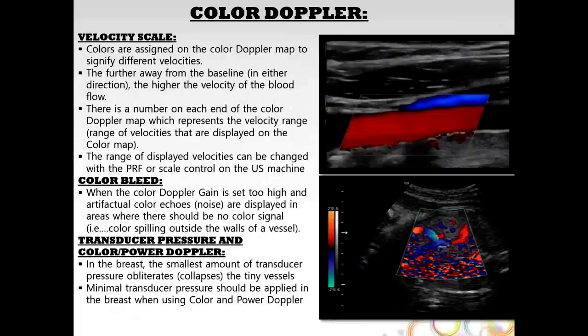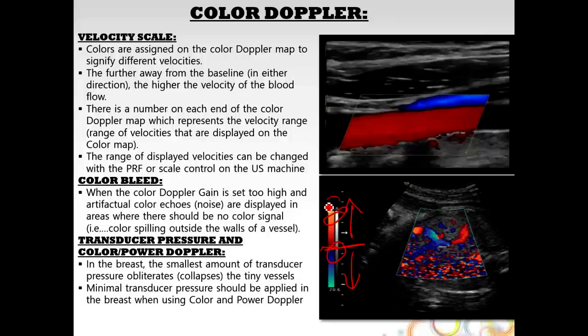The velocity scale. So on the color Doppler map here, we have colors assigned to velocity. So the brighter the color, the higher the velocity. The darker the color, the lower the velocity. The further away from the baseline in either direction, the higher velocity flow that you're going to have.